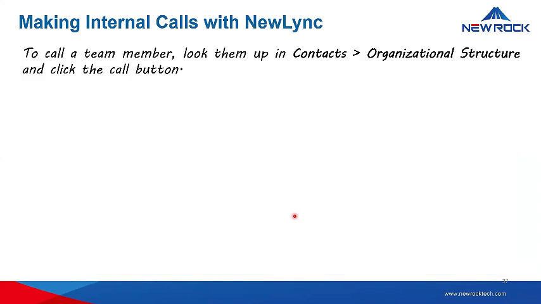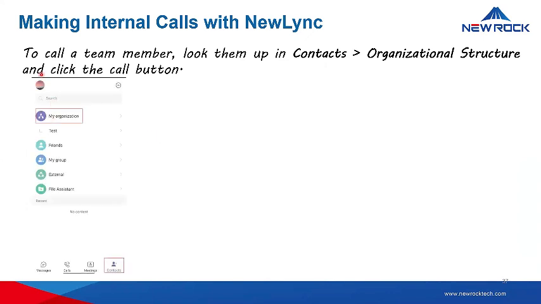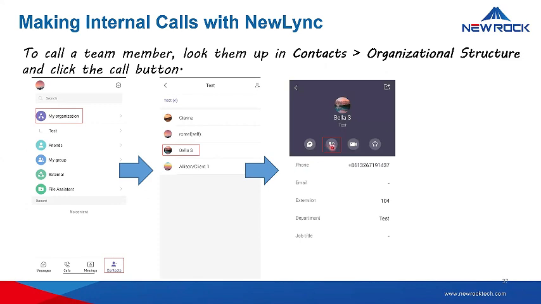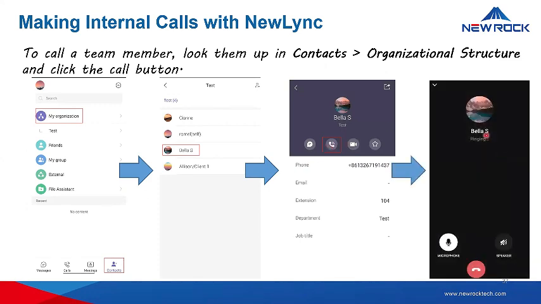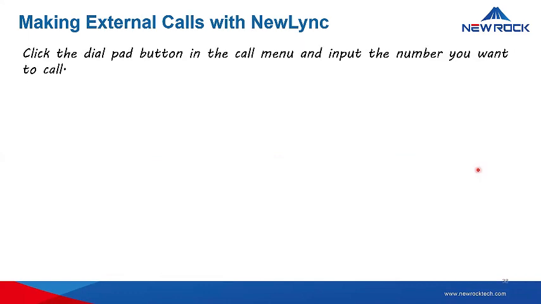So allow me to show you how to make internal calls with Newlink. To call a team member, you need to go to contacts. Open that, go to your contacts, then click the call button. So click this one, and you need to click my contact. Say, for example, I have this contact. I need to call Bella. Then click this and click the call button. After which, I know that Bella's side is already ringing, and she has to accept that, and we'll be able to make an internal call with Bella.